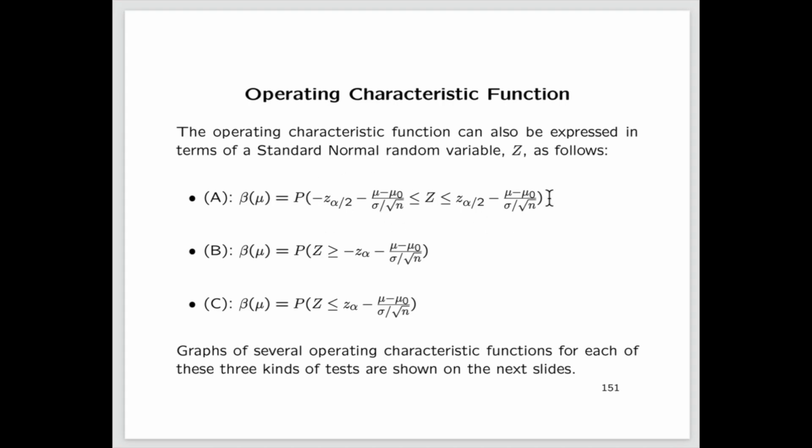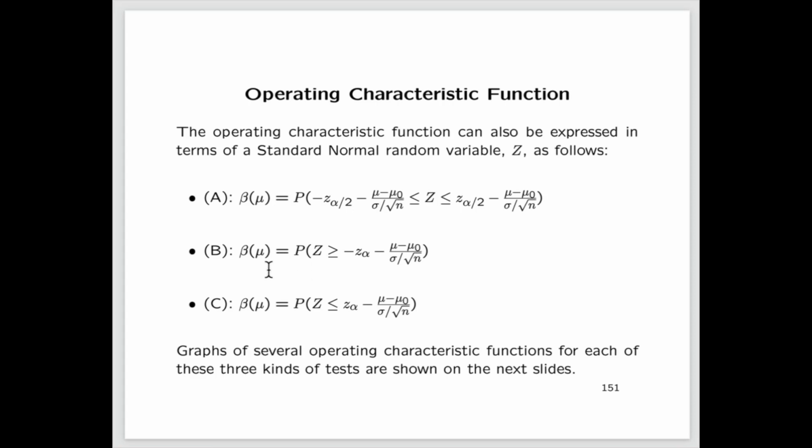The upper endpoint is z sub alpha over 2 minus mu minus mu naught over sigma over the square root of the sample size. One nice thing about this representation is that the dependence of the operating characteristic function beta on mu is very apparent. It shows up in both the lower and the upper endpoints.